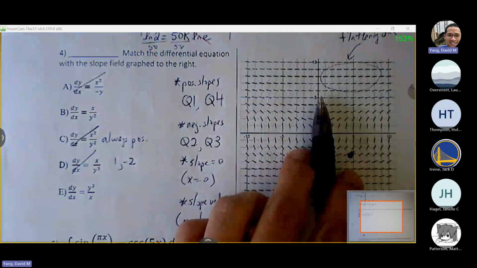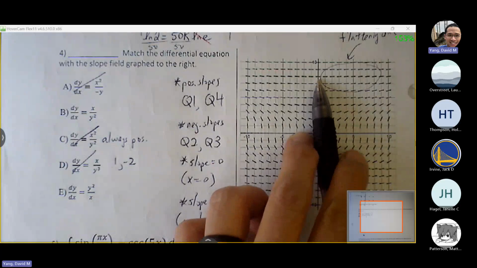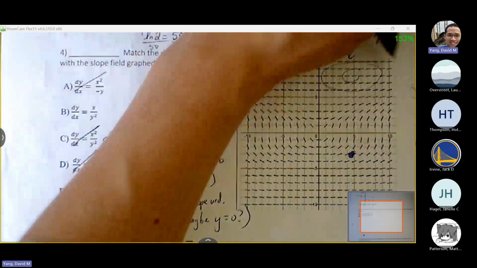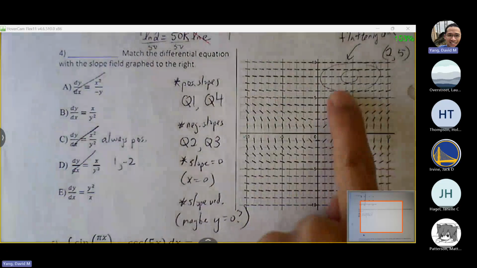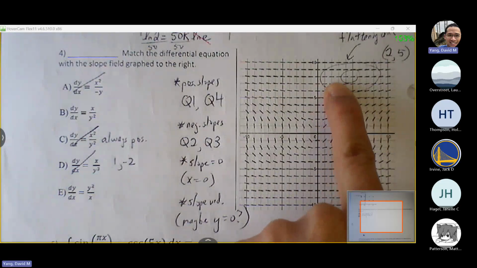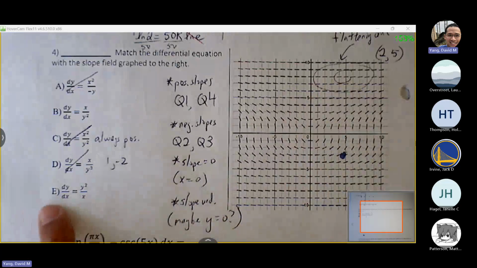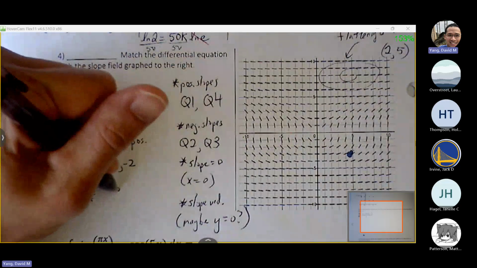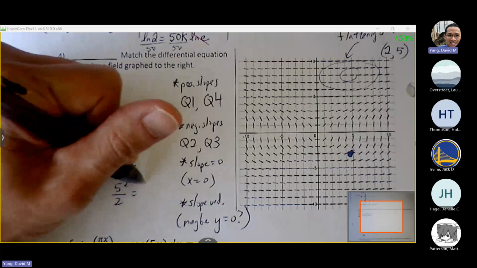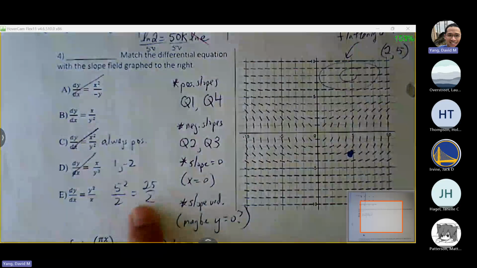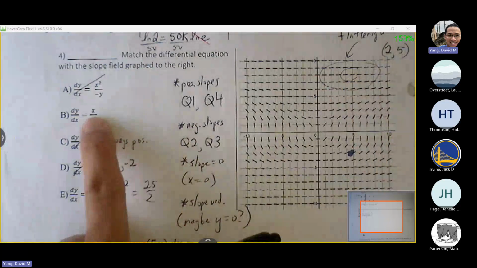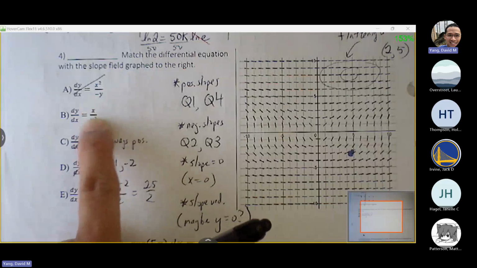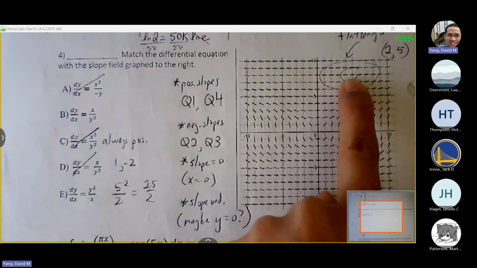So let's say a y value of 5 or 6. Let's say an ordered pair of like 2, 5. An ordered pair of 2, 5 should be something that is relatively small. But if I were to plug 2, 5 in here, I will get 5 squared over 2, which will be 25 over 2, which is like slope 13. And slope 13 should look a lot steeper than that. Meanwhile, over here, if I do 2 over 5 squared, 2 over 25, that's barely positive. And that looks like barely positive to me.